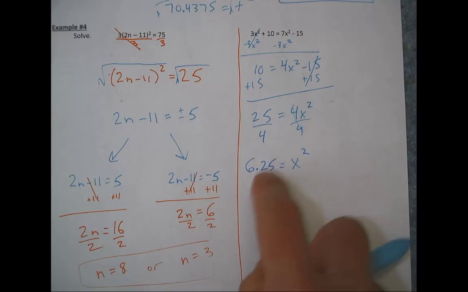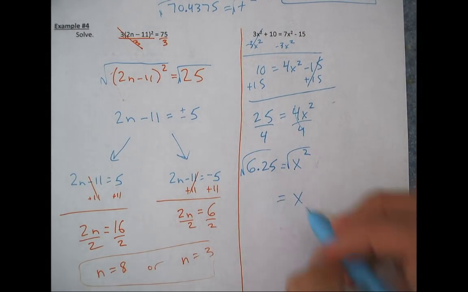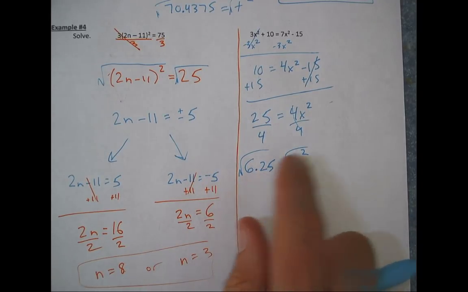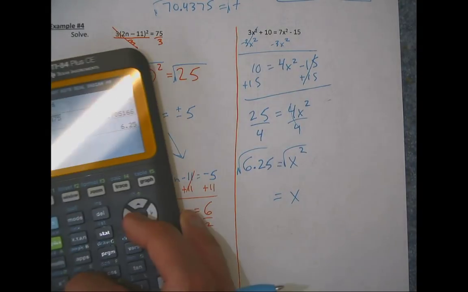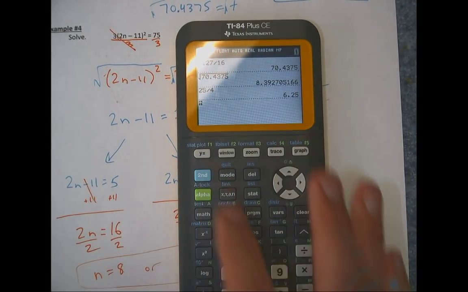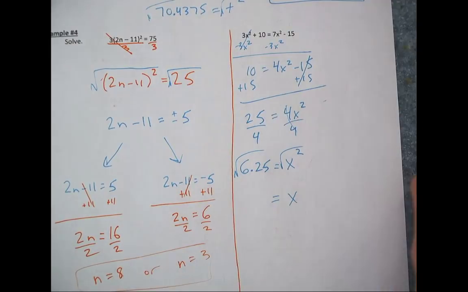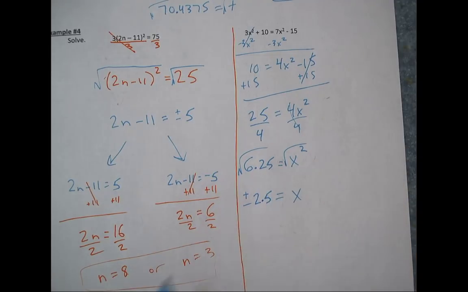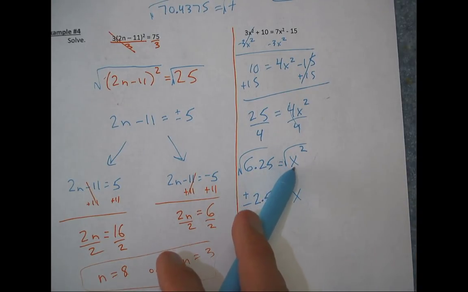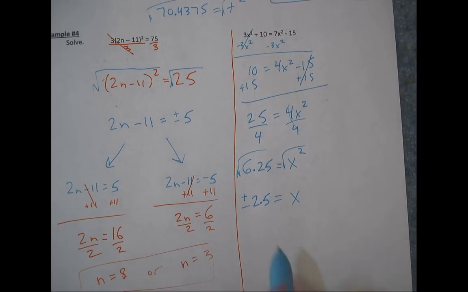And now, I got to take the square root of this so that I have just x. And remember that this could have been a positive or a negative, so we got to keep that in mind. So we're square rooting 6.25. And it's 2.5. Now, this is positive or negative 2.5, because whatever the x is squared gets you this. So it could have been positive 2.5 squared or negative 2.5 squared to get me this.